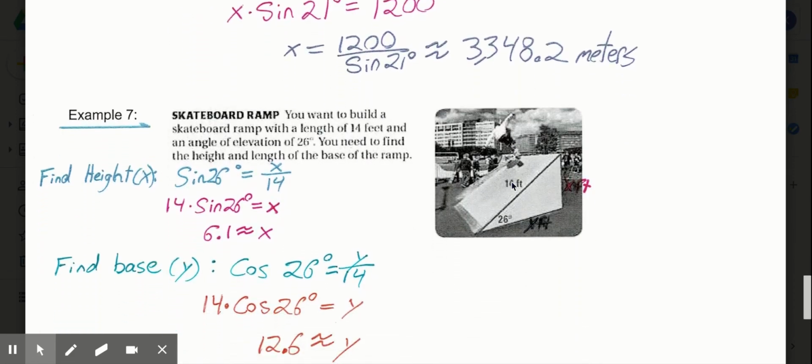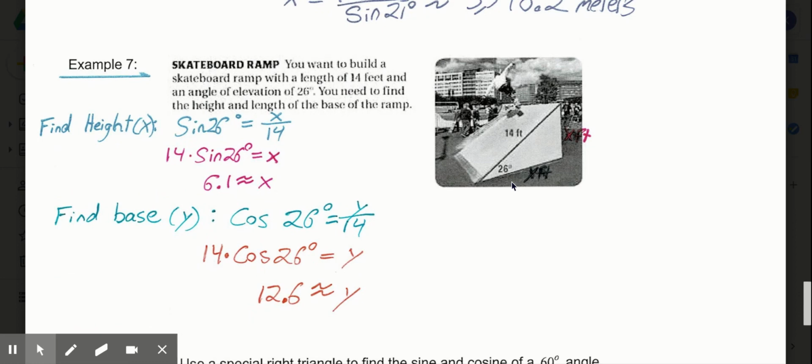And another way that we can apply angle of elevation or depression, in this case with a skateboard ramp, we know the angle of elevation is 26 degrees. We know the ramp length, so our hypotenuse is 14 feet. And they would like us to find both the height and the length of the base. So height, which will make x in this case.